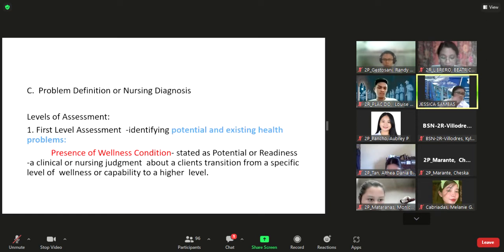So, ganito students. Ito po yung mga categories ng ating mga potential and existing health problems. Hindi naman pwedeng lahat na lang na makikita natin could be considered as a problem. Now, we also have a category of data wherein we can classify it as presence of wellness condition. When we say presence of wellness condition, this is stated as potential or readiness, a clinical or nursing judgment about a client's transition from a specific level of wellness or capability to a higher level.